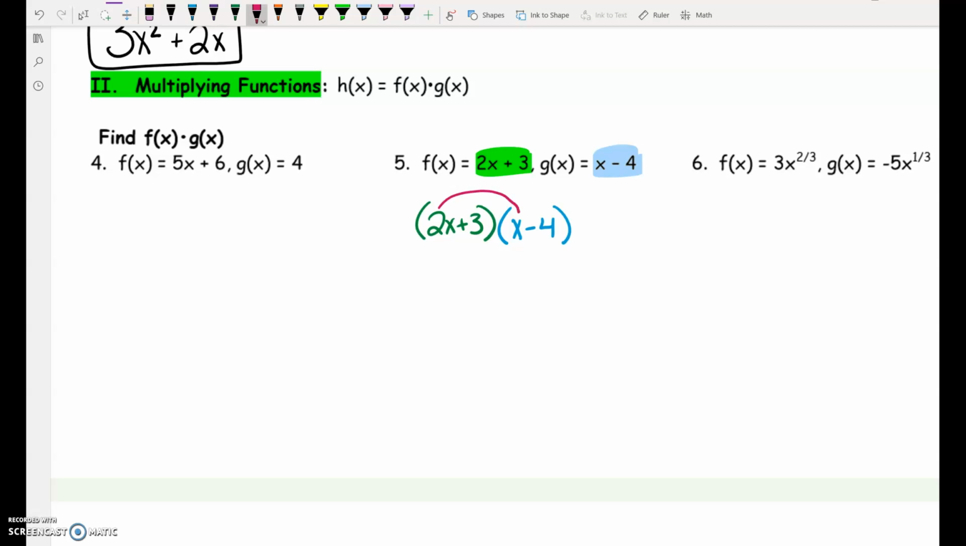2x times x. That will give us 2x squared. 2x times negative 4 is negative 8x. 3 times x is 3x. And 3 times -4 is -12. Then combine your like terms.